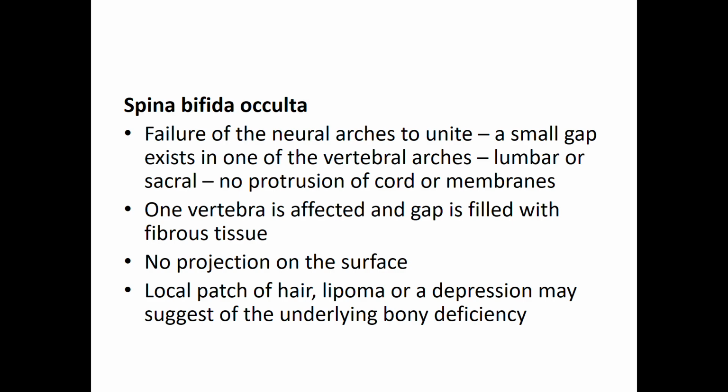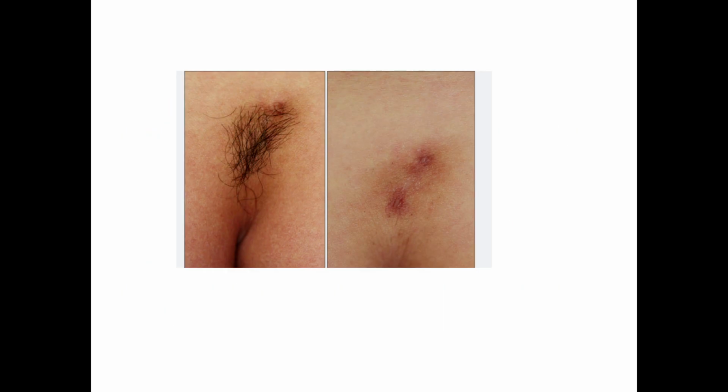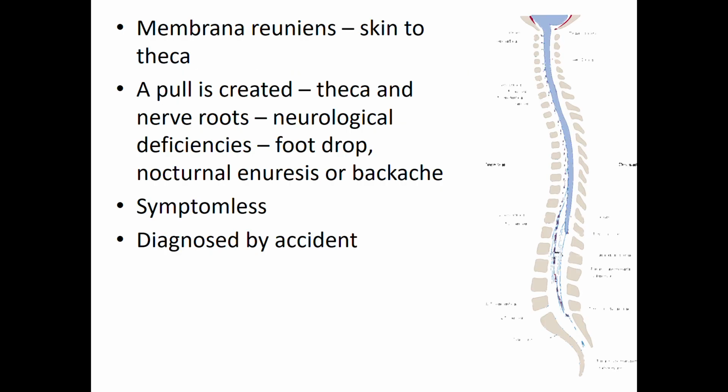But usually there are no symptoms, it is symptomless, and it is diagnosed accidentally. There may be a presentation like this: a small patch of hair, some kind of discoloration, or a depression. Now, there's one problem here. Since there's a gap, it is usually covered by fibrous tissue, called the membrana reunions. Basically, this attaches the skin to the spinal theca, that is the covering of the spinal cord.